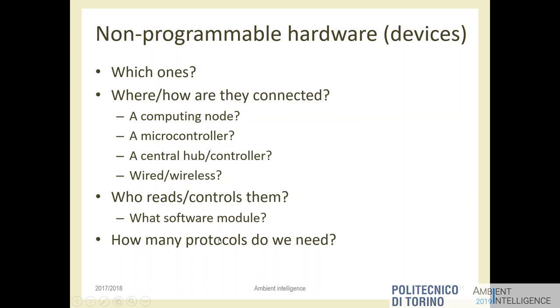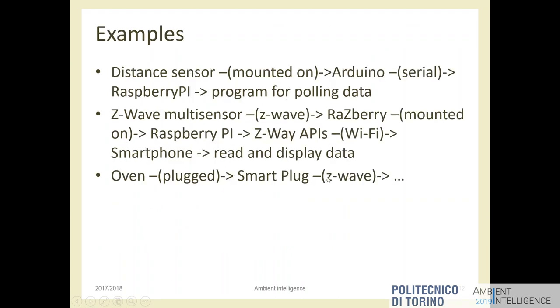And again, about how many protocols do we need? So trying to minimize the number of different types of connectivity. Okay, otherwise we'll get lost into the debugging of the different communications. So for example, here some possible paths in our architecture.